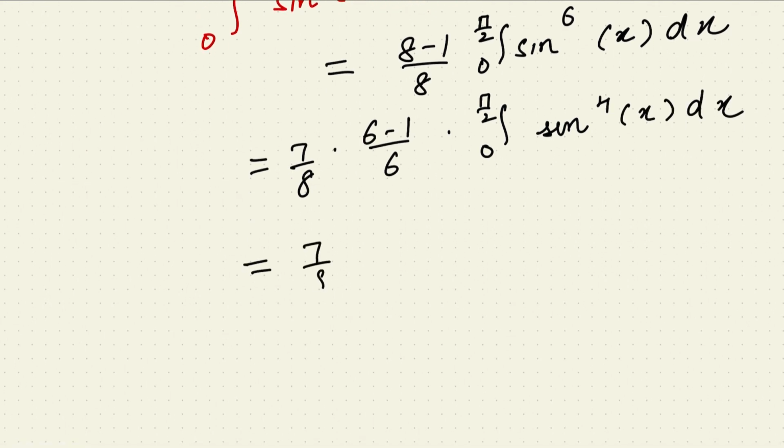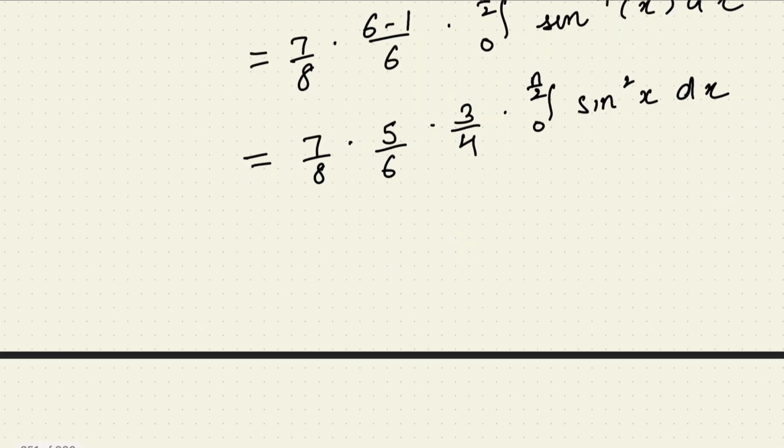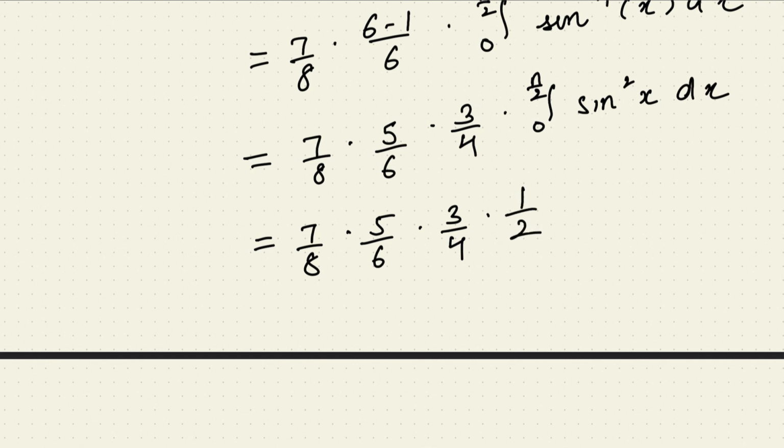Again, we'll use the same formula. So this is 5 by 6. In this case, your n is 4, so it would be 3 by 4. And then the integral from 0 to pi by 2 of sine square x dx. We can use the same formula again, so it would be 7 by 8 times 5 by 6 times 3 by 4 times 1 by 2, and then the integral from 0 to pi by 2 of sine to the power 0 x dx in this case, right?